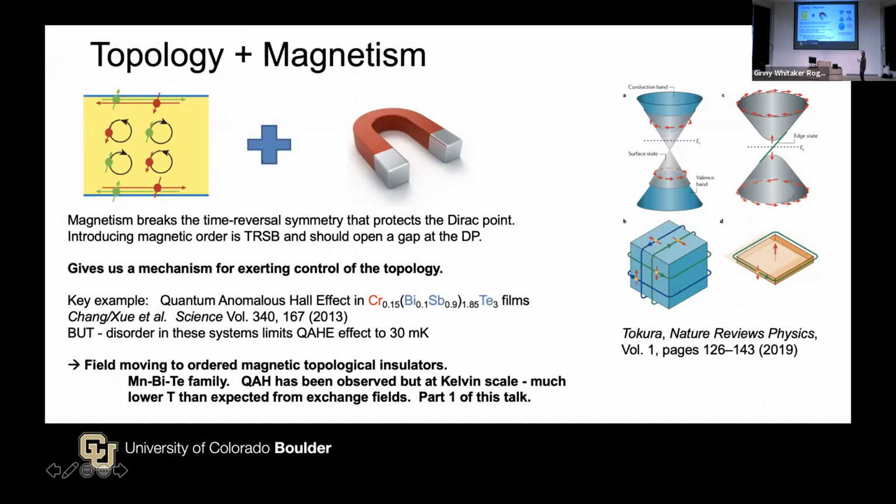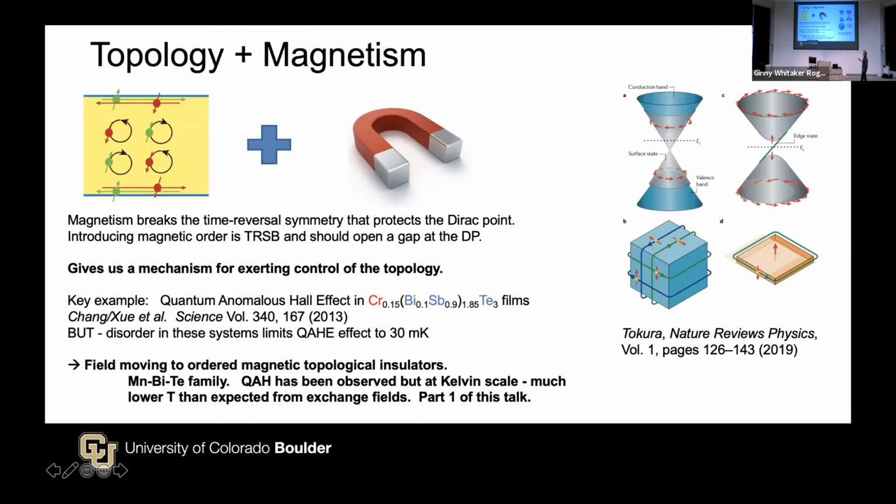And a great example of this was this beautiful paper out of Qi-Kun Xue's group, where they observed the quantum anomalous Hall effect in these chromium-doped bismuth telluride films. The chromium here are the magnetic impurities. On the other hand, this effect is limited to 30 millikelvin. And it's believed that this disorder, the magnetic disorder from these doped impurity states, is really what limits this.